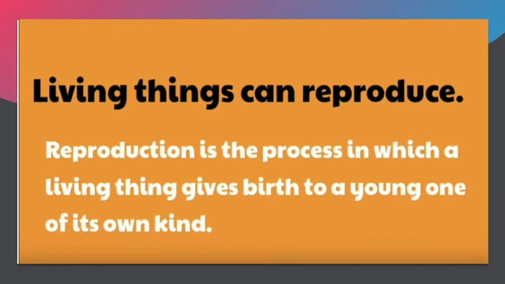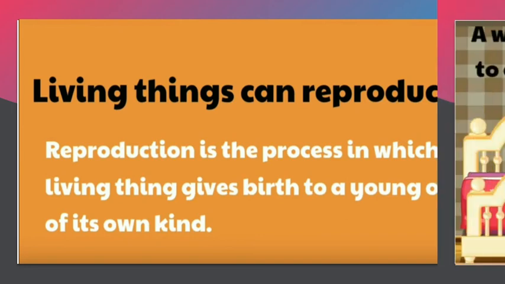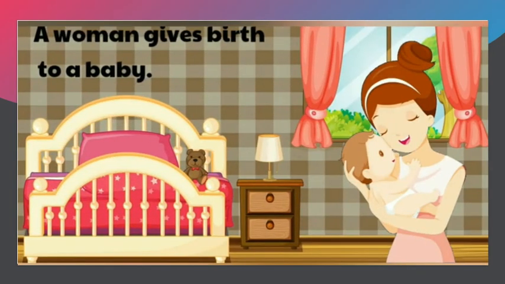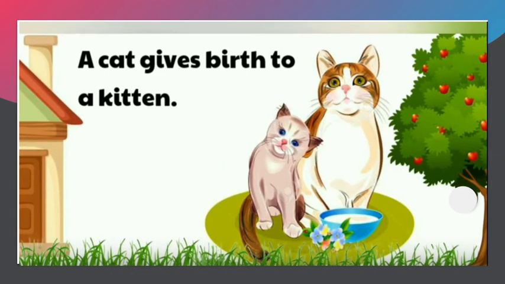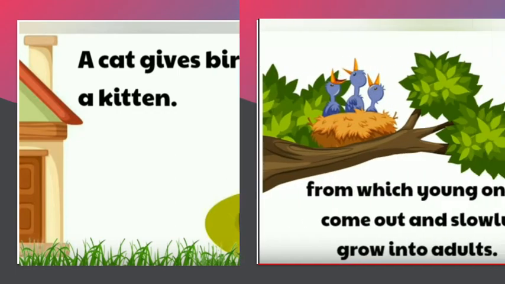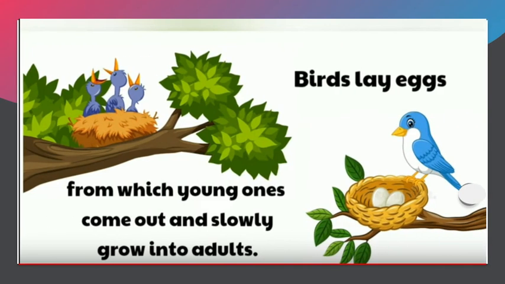The next important feature of living things is that living things can reproduce. Reproduction is the process in which a living thing gives birth to a young one of its own kind. A woman gives birth to a baby. A cat gives birth to a kitten. Birds lay eggs from which young ones come out and slowly grow into adults.